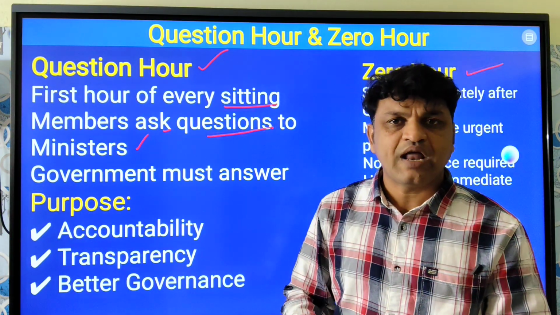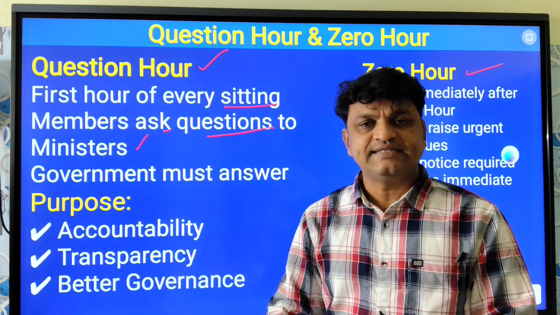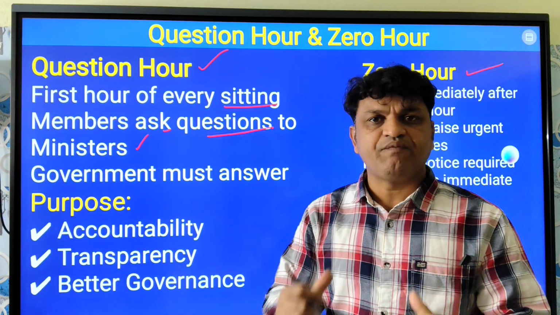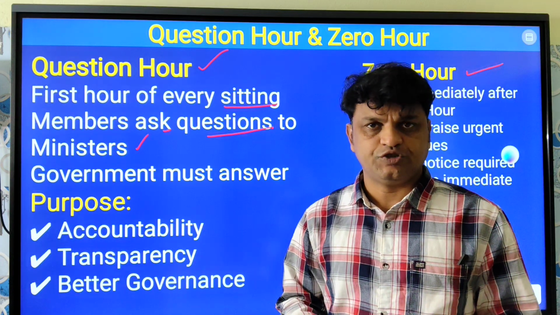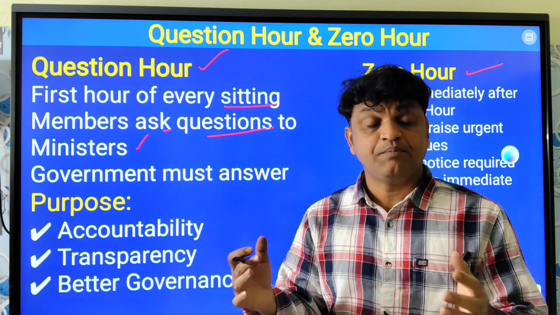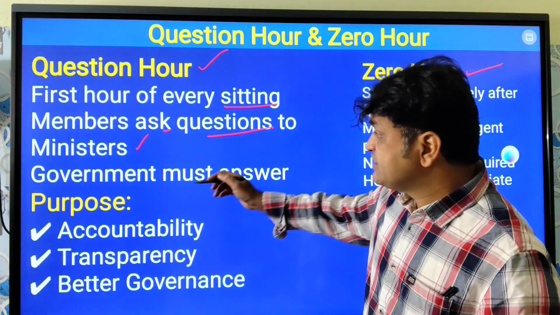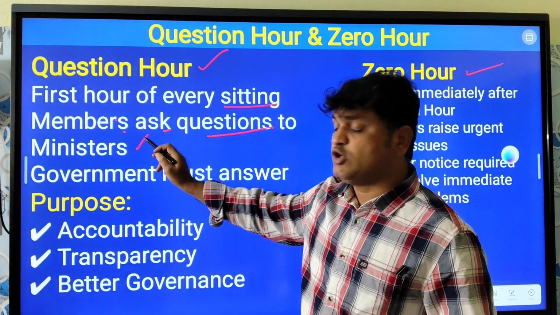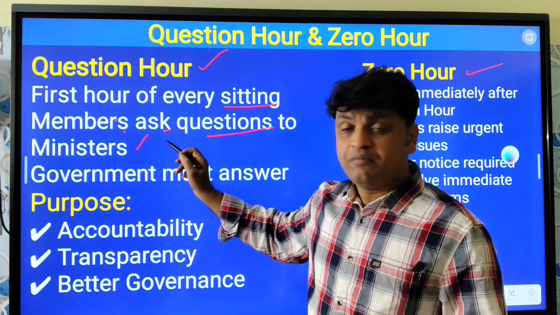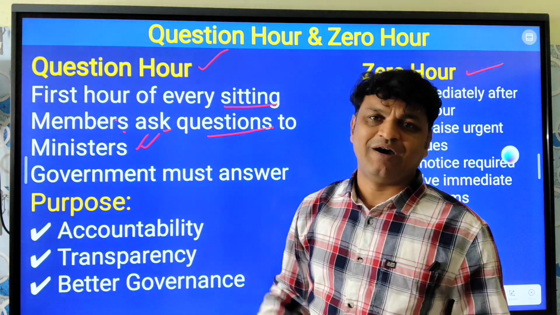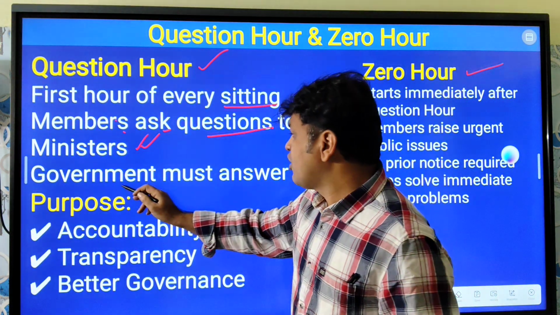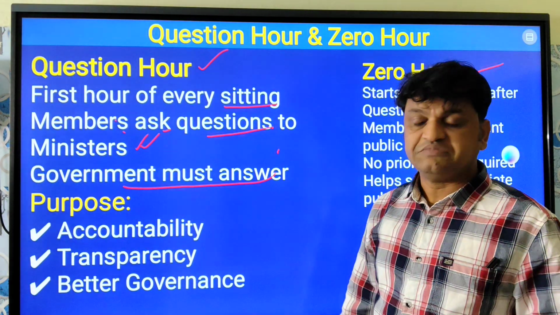Carbon dioxide, carbon monoxide, sulfur dioxide, these gases are increasing. People of Delhi are suffering with lung diseases and lung issues, and as a result many people are dying day by day. In this situation, any member of Parliament will ask the question to the minister, for example the environment minister. He has to answer the member of Parliament during question hour. The government must answer.